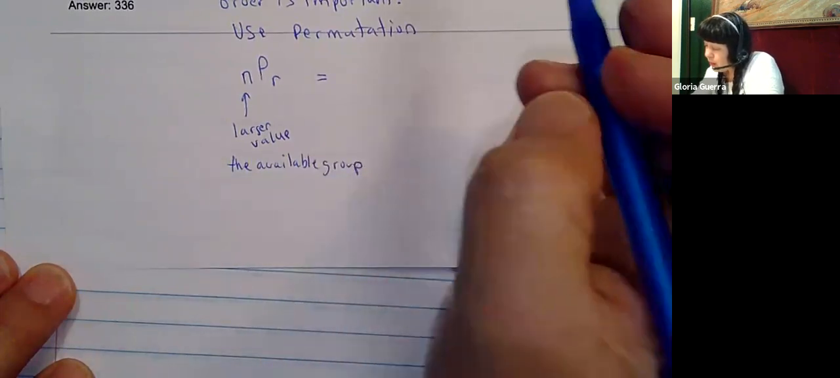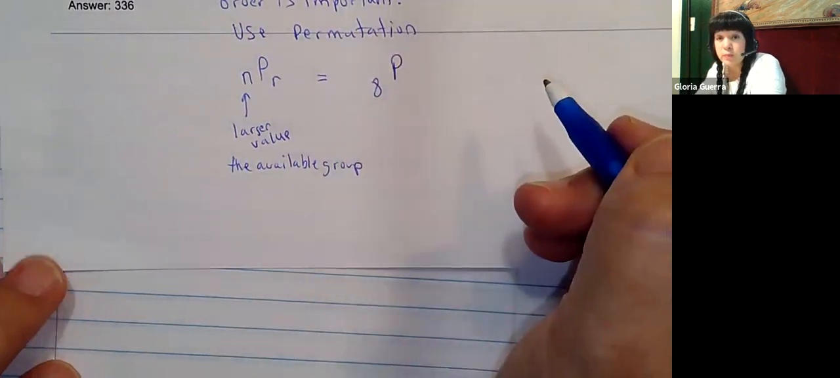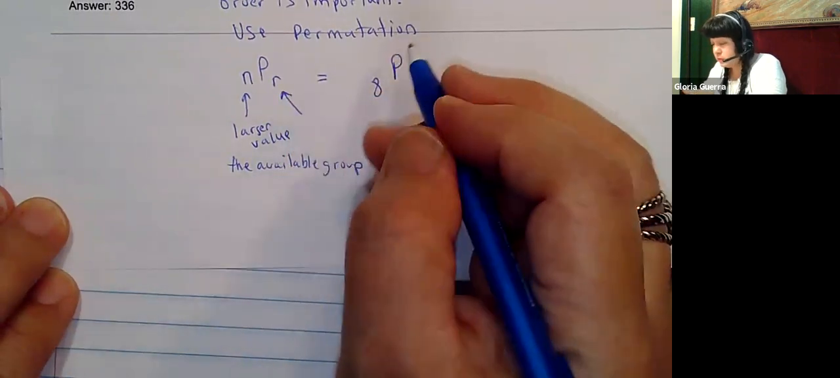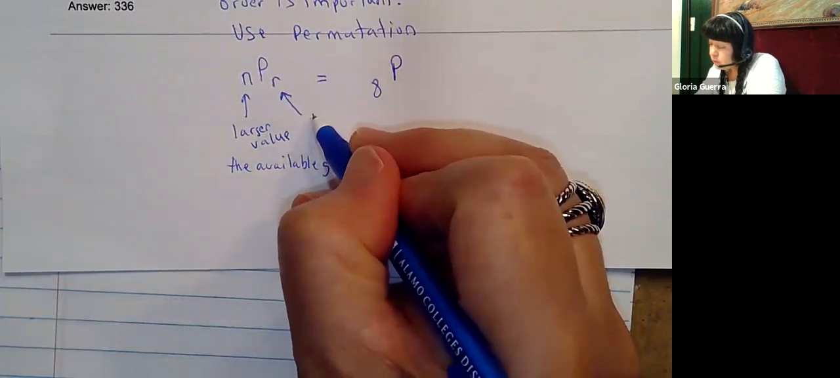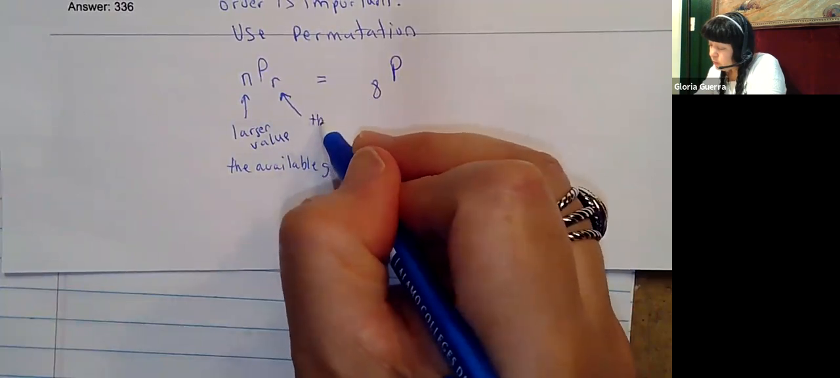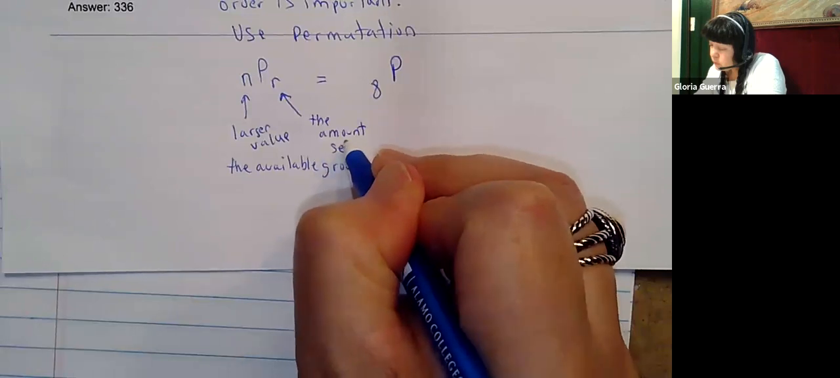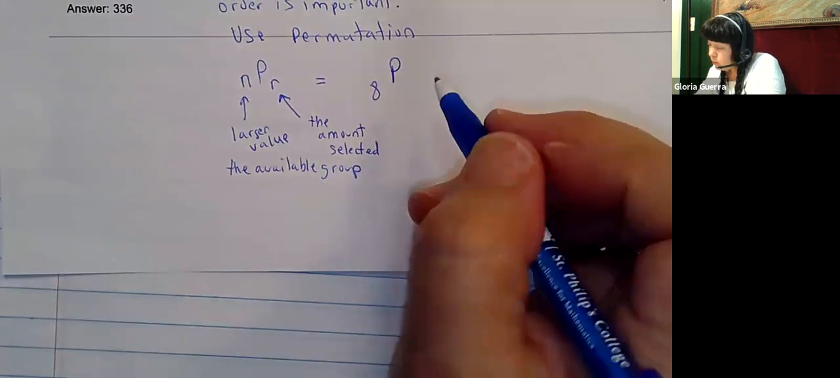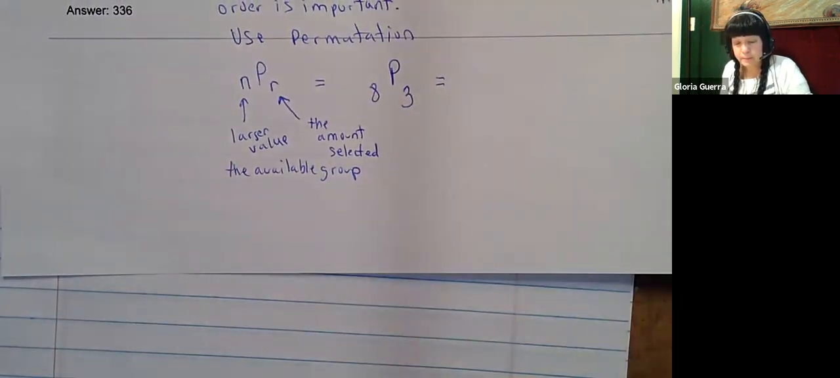Okay, so you have 8 people available to choose from, and then R is, yes, it's a smaller value, and it's also the number or the amount selected, and we're choosing 3 officers. Okay.